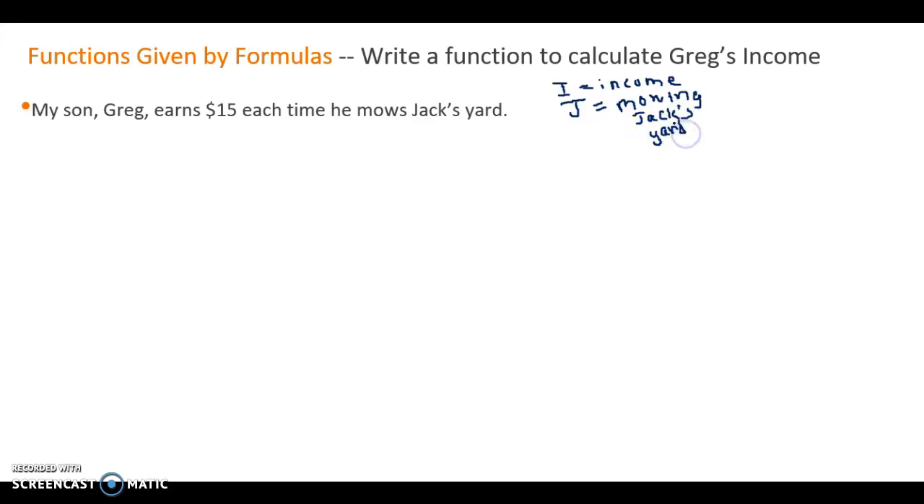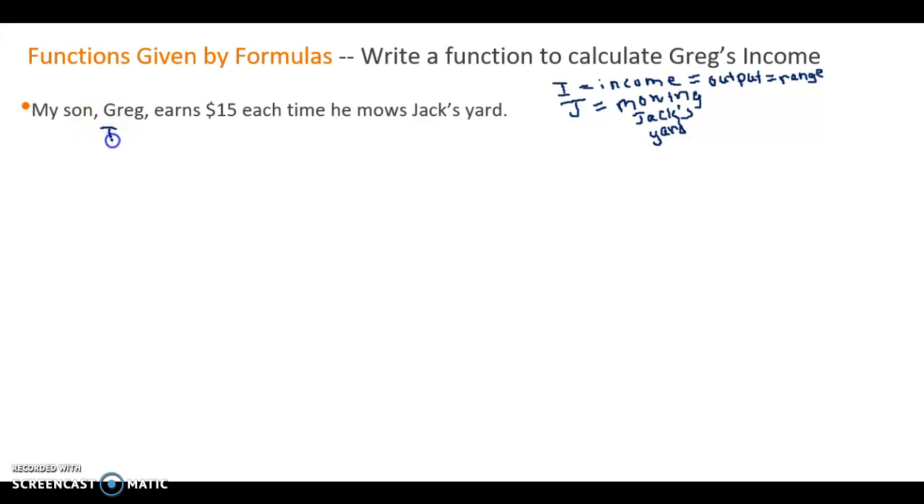Now in algebra we have words and they describe what's going on in the function. So the income is what we're calculating. That is called the output. That is our answer. Every time that we use this function rule, we're going to calculate income, and the algebra word for that is range. When we go to write a function, it is that letter for the range that goes first.